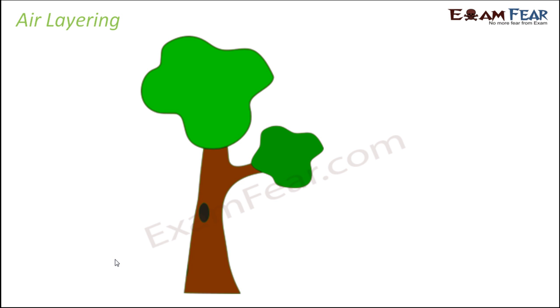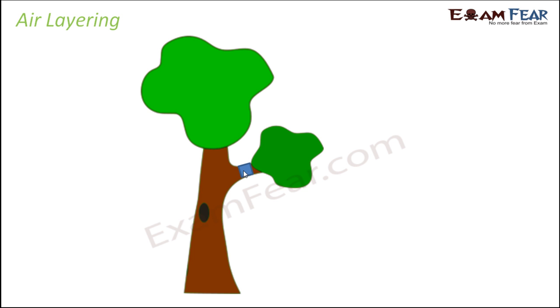What is air layering? In air layering, an aerial branch is scraped and covered with moist mud, something like this. Let us suppose this is an aerial branch. Now instead of pulling it to the ground, a portion of it is covered with moist mud. So if you see, it is moist mud and then it is covered with a plastic.